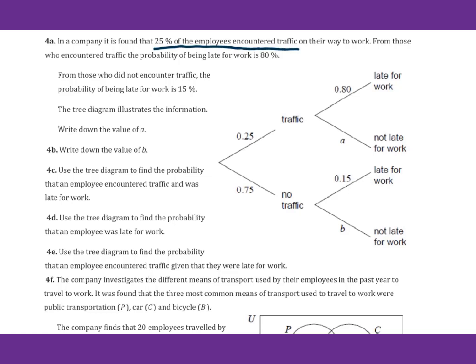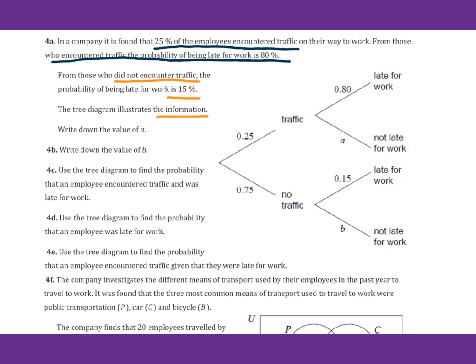encountered traffic on their way to work. From those who encountered traffic, the probability of being late for work is 80%. From those who didn't encounter traffic, the probability of being late for work is 15%. The tree diagram illustrates the information. Write down the value of A and B.